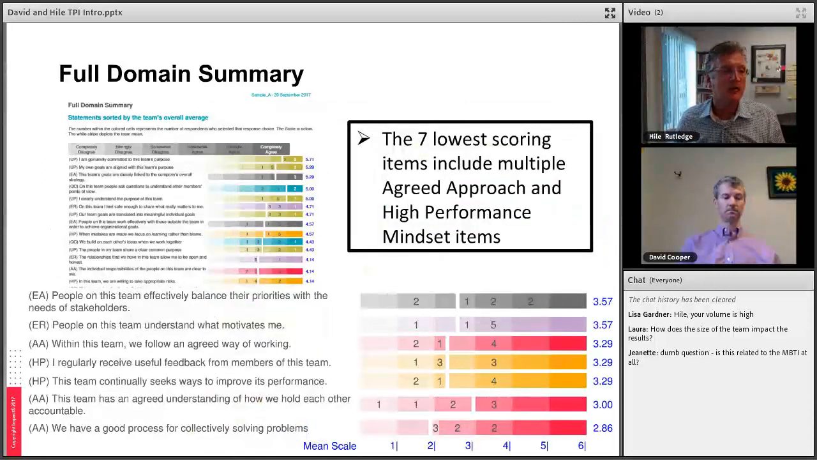The same team, when you take a look at the bottom 7, so this is the bottom 25%, similarly you have some things jumping out at you. Those red things seem to be bunched up. That's agreed approach. And there are even a couple of gold ones. That's the high performance mindset.